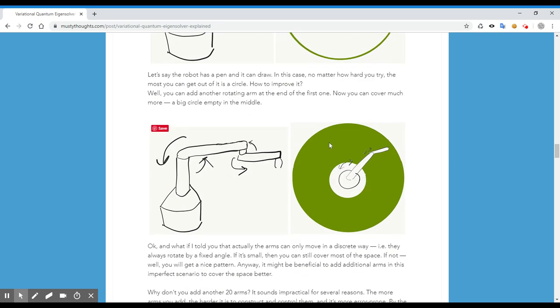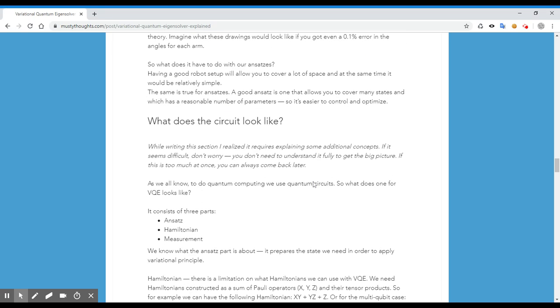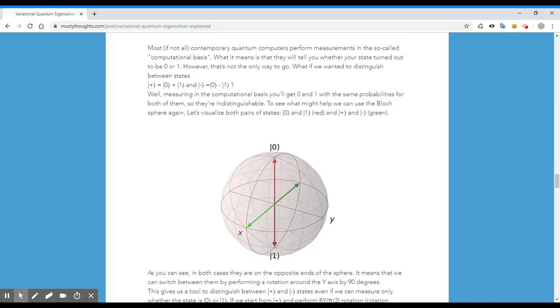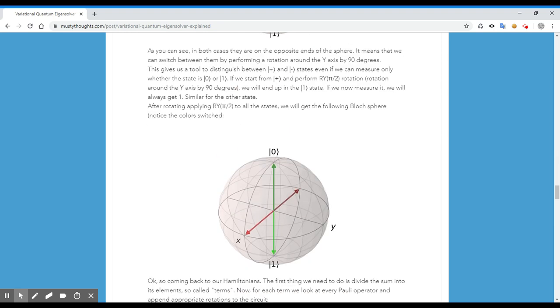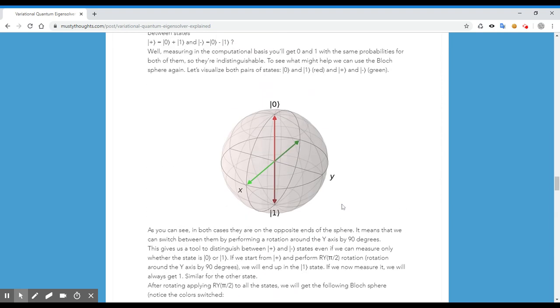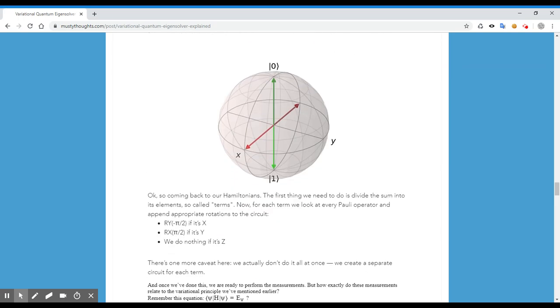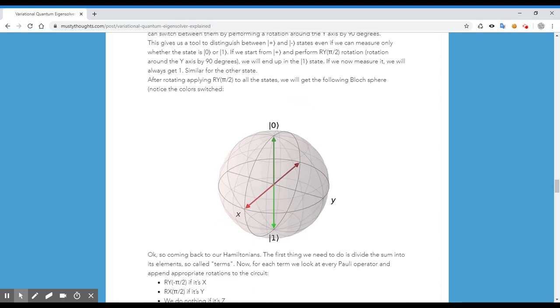Or exploring different sort of space exploration. I don't know. We'll see. What does the circuit look like? See, I've seen those somewhere else. This style of Bloch sphere. Curious what tool he's using to create those.